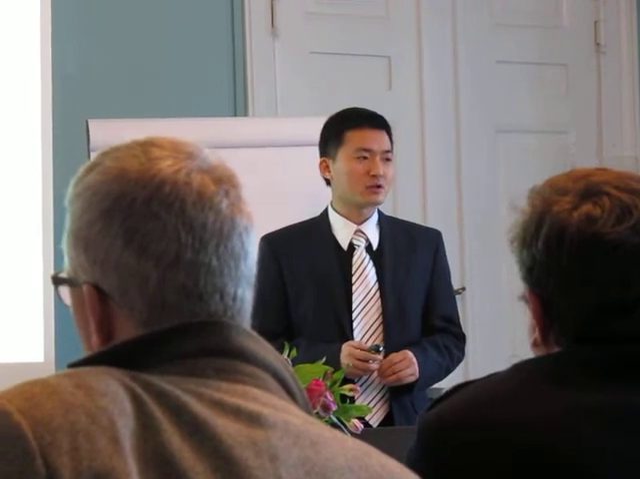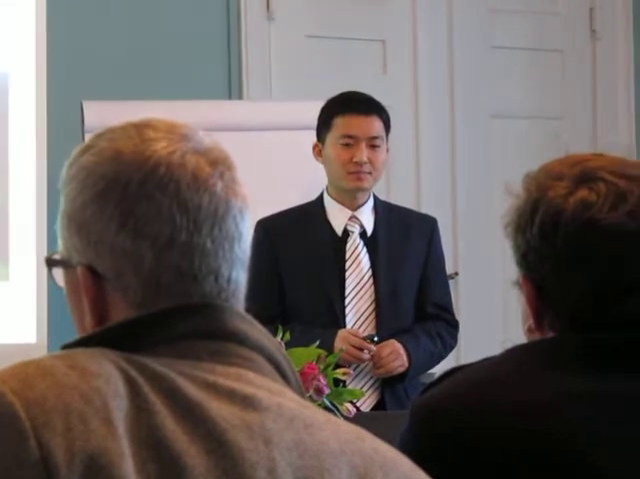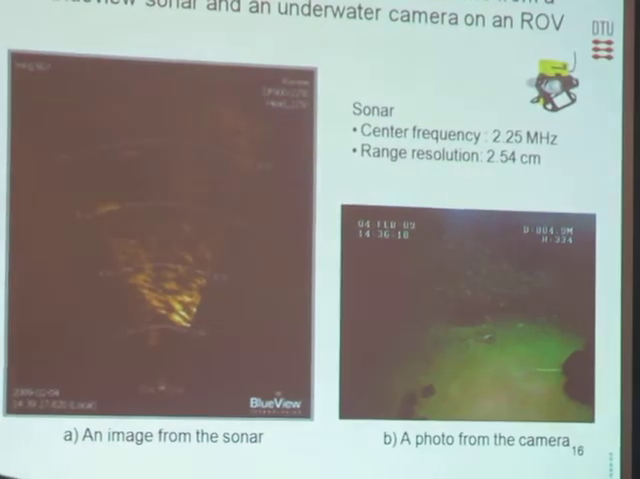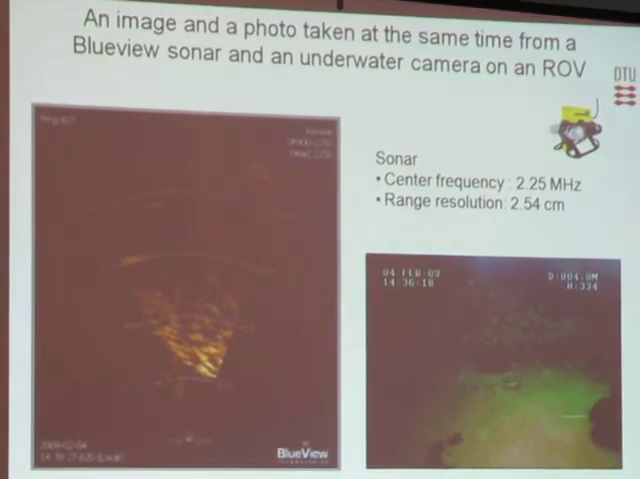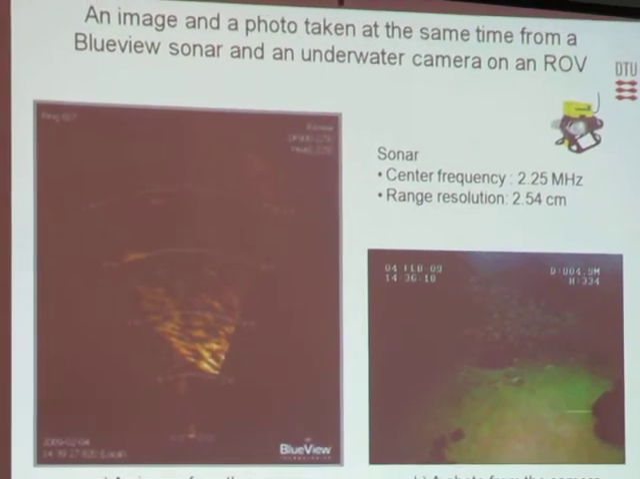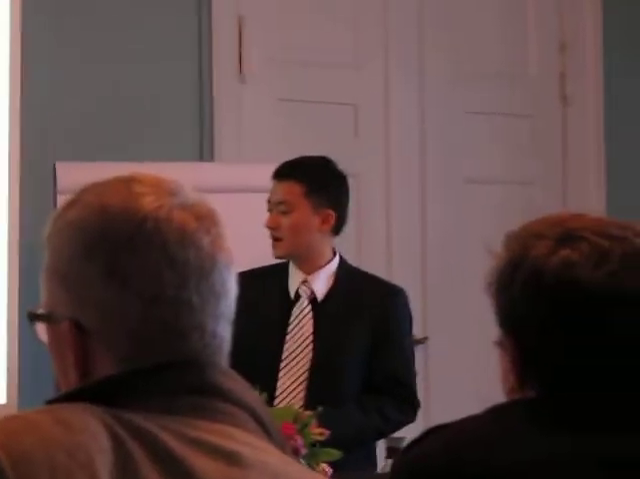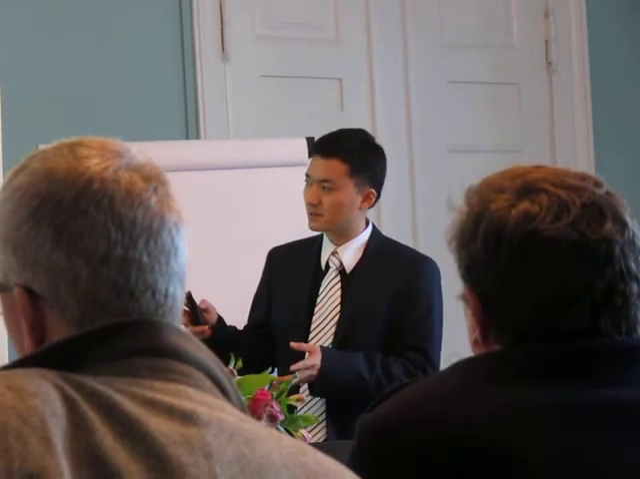We at the DTU try to investigate in that direction. First, we did an experiment with an ROV that has a sonar as well as an underwater camera. Here is an example of two pictures taken at the same time. This is the sonar picture, and this is a photo from the underwater camera. We can see the orientation of the fish, we can see the fish, but there are still no methods to identify them.